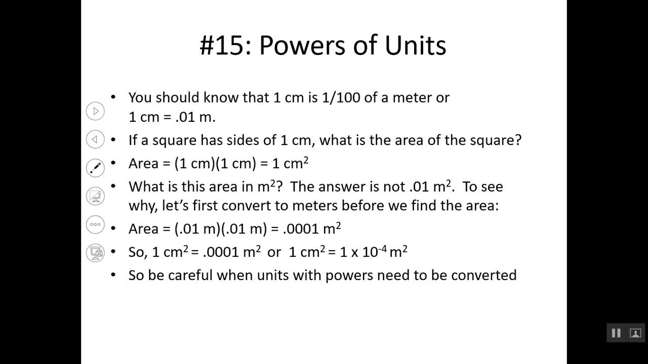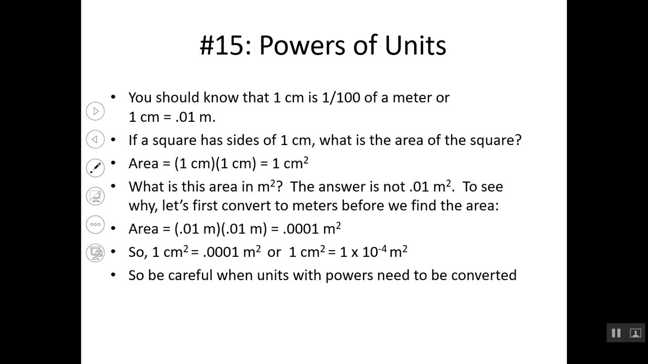And then suppose you have a square that's 1 centimeter by 1 centimeter, and you want to find the area of that square. Well, it's easy to do because the area of a square is just the side times the side, right? So the area would be 1 centimeter by 1 centimeter, which is 1 centimeter squared, right? That's what area is measured in: distance squared, like inches squared, meters squared, centimeters squared.